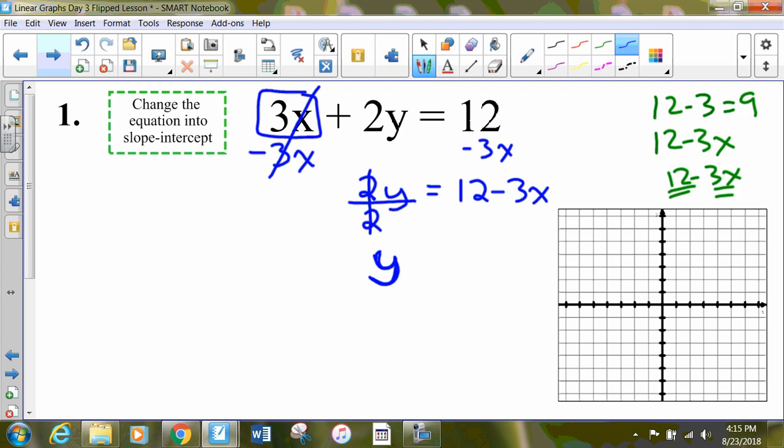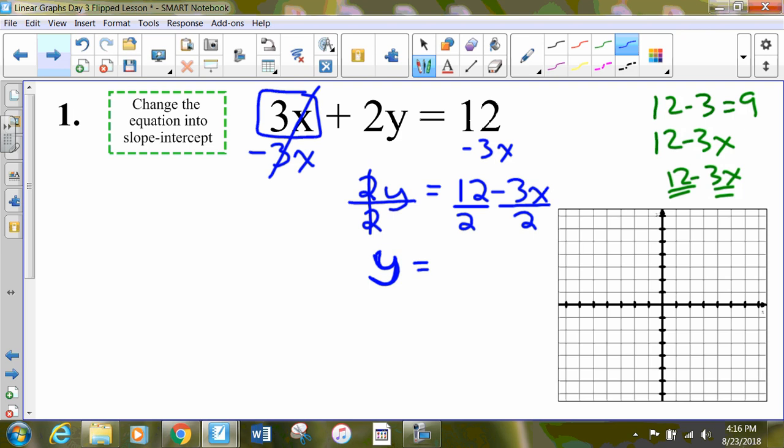I can't go dividing one side by 2 without dividing the other side. So here's what I'm going to do. On the other side, there are two terms. There's a 12 and there's a minus 3x, or a negative 3x. I have to divide both those terms by 2. So I'm going to divide the 12 by 2 and the negative 3x by 2.